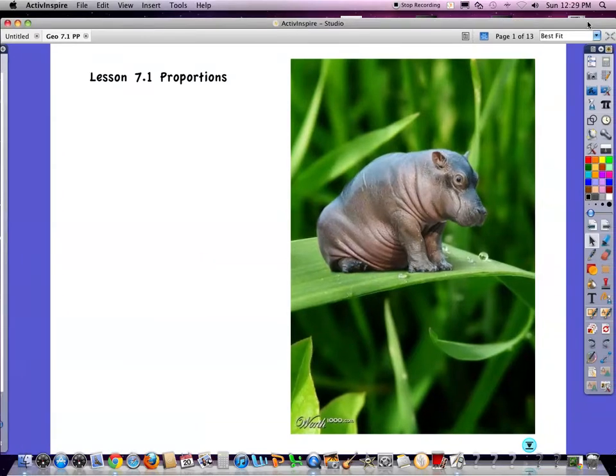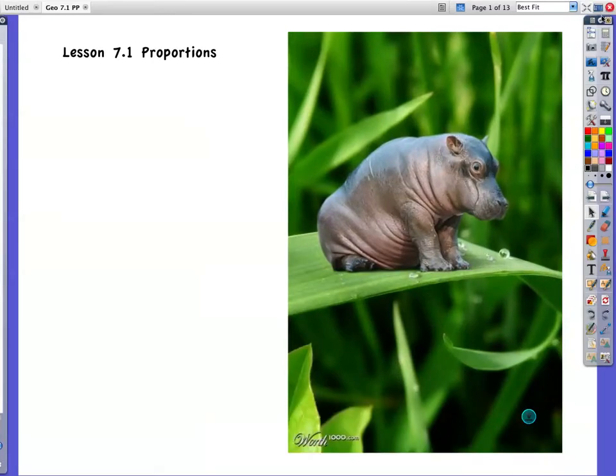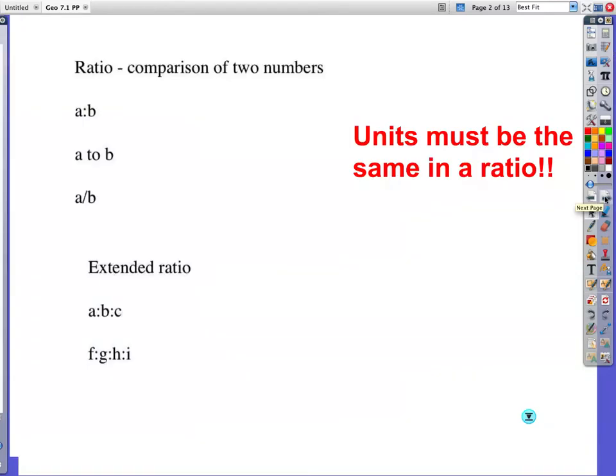Okay, this is section 7.1, proportions. As you can see there, I have a picture of, I don't know, a hippopotamus, a baby hippopotamus, on a blade of grass. Seems a little out of proportion to me, maybe not to you. All right, starting with ratios.